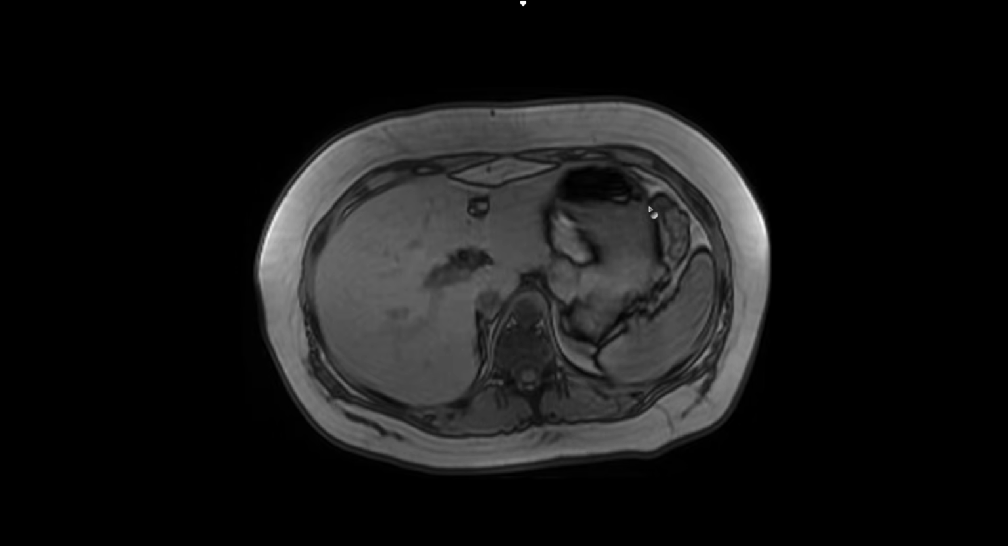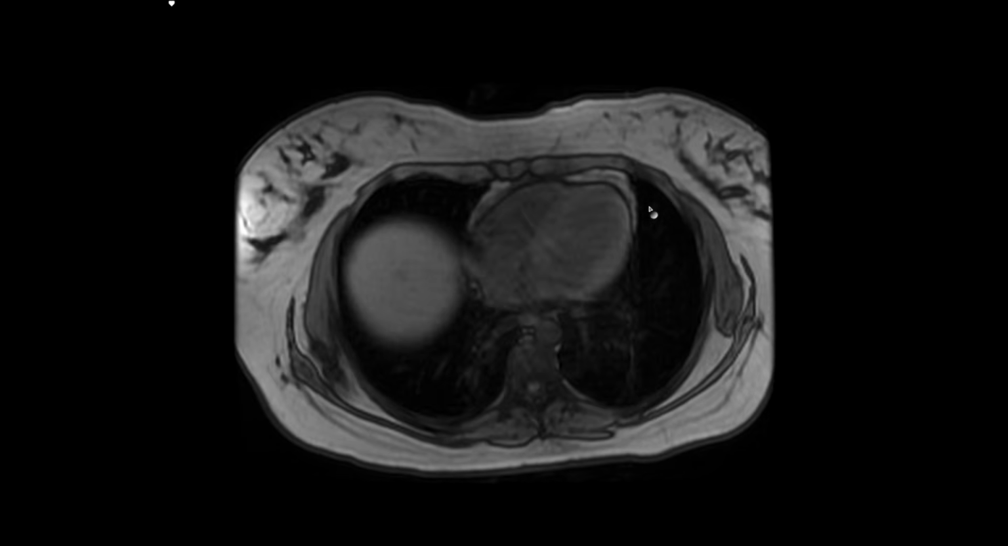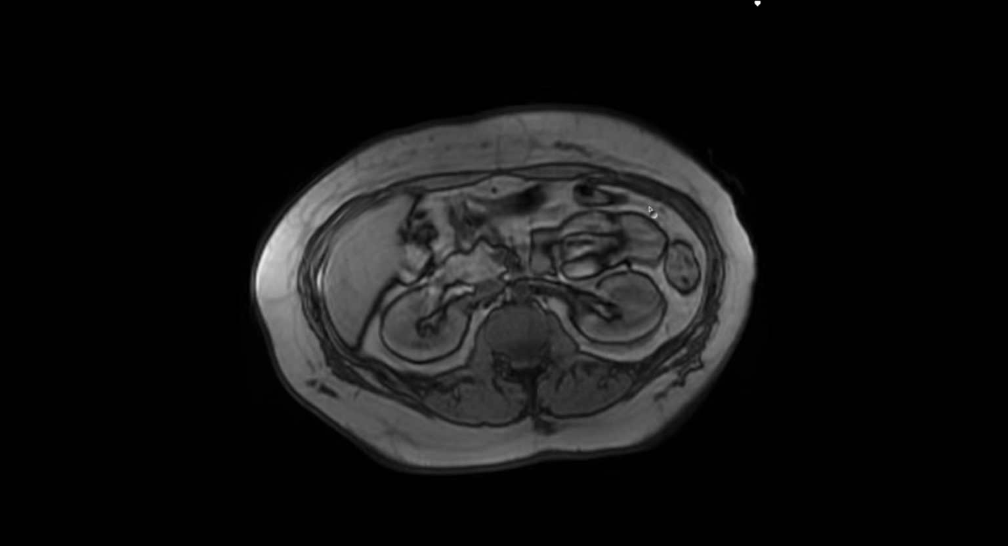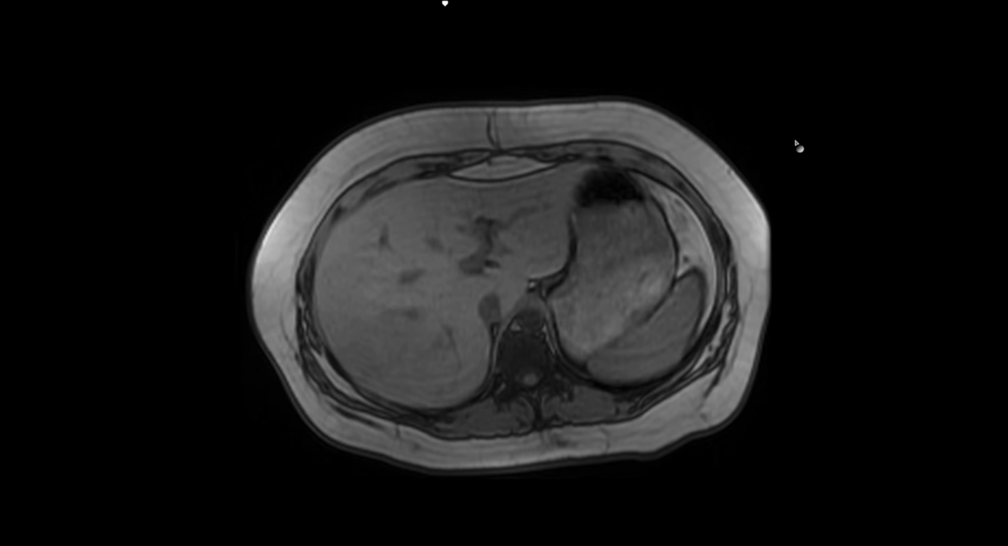Whenever we're characterizing liver lesions especially, we want to look for intravoxel fat because that'll change our differential diagnosis. Here on the out-of-phase images, there's no background fatty liver. Of course, we compare to the in-phase and usually look at them side by side.